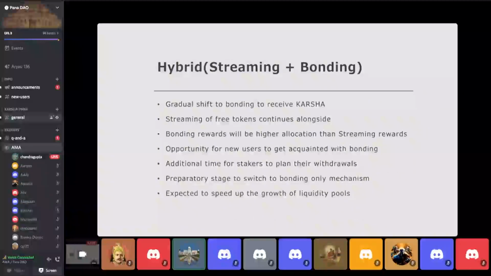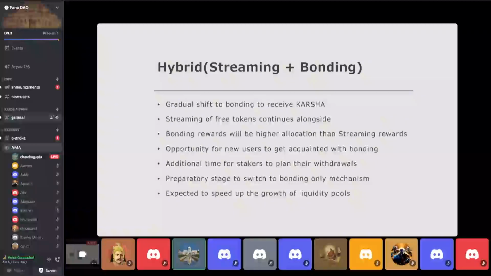Moving on to the hybrid stage, we would have streaming and bonding working together. We would gradually be shifting to bonding to receive Karsha. Free streaming would continue, but at a lower reward rate compared to bonding. There would be opportunity for new users to get trained with bonding mechanics, how it works, and how they could receive their token at the end of the vesting cycle and at a discounted price compared to the market price.